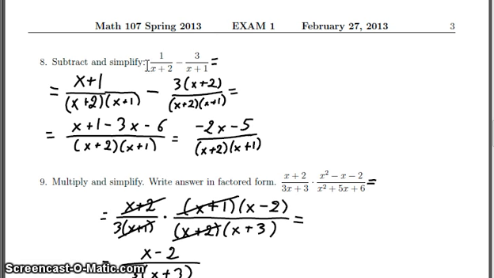Find the common denominator first. The common denominator is (x + 2)(x + 1). So the first numerator becomes (x + 1) times 1. The second numerator becomes 3 times (x + 2).